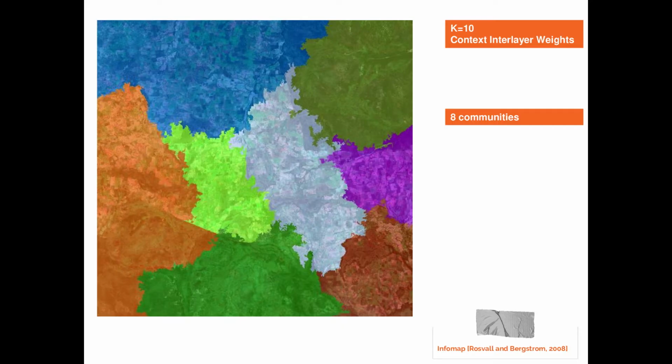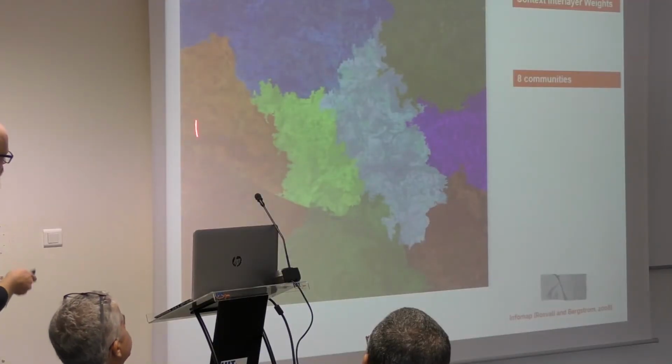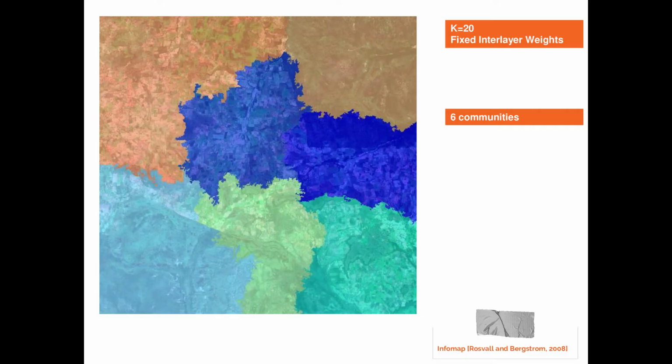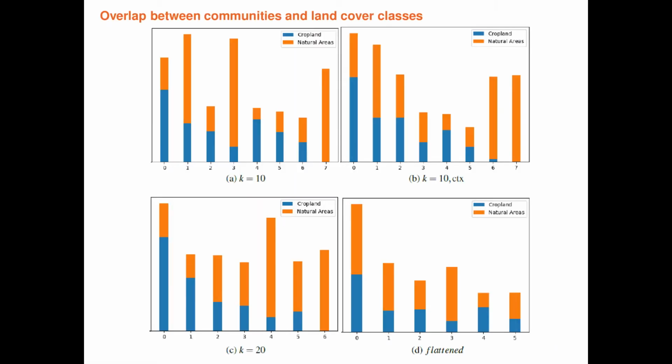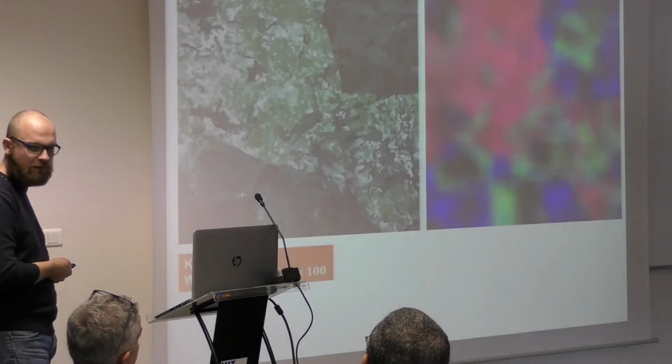And then we have results over other parameter settings, for example, with context interlayer weights, but the best one is the first one. The others have communities where some are good, but some others are not really well placed, they are placed among the two land covers, which is not good. For example, with K2NT or on the flattened network. But this is a histogram representing the overlap of the communities on the land covers, so we don't have time to discuss this, maybe.